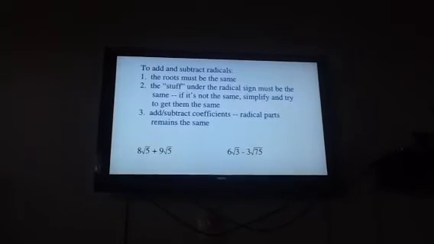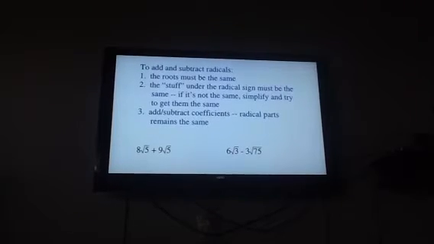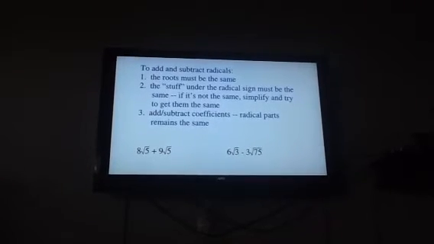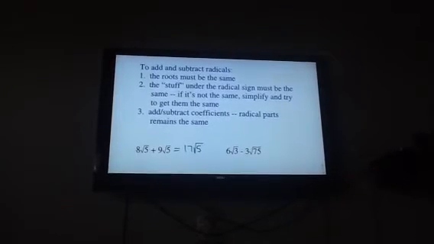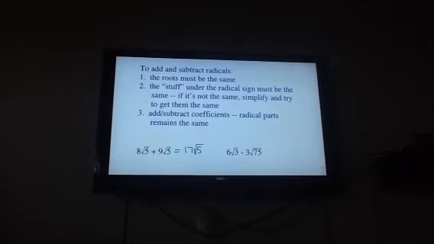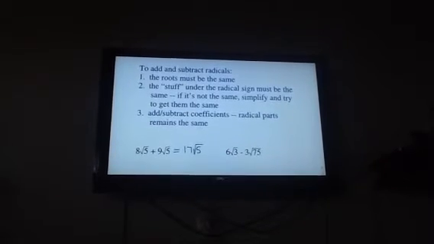Okay, so 8 square root 5 plus 9 square root 5 is 17 square root 5. The roots are the same, the radicals are the same, so all I'm doing is adding the two coefficients together. 8 plus 9, and the 5 stays the same.